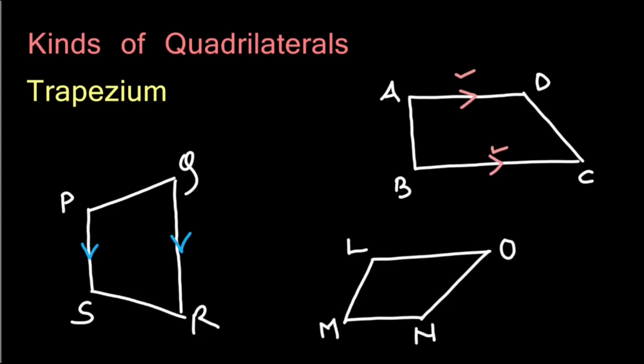Quadrilateral LMNO is a trapezium because exactly one pair of opposite sides, side LO, is parallel to side MN, whereas the other pair of opposite sides, LM, is not parallel to ON. The parallel sides have been shown by the arrow marks.